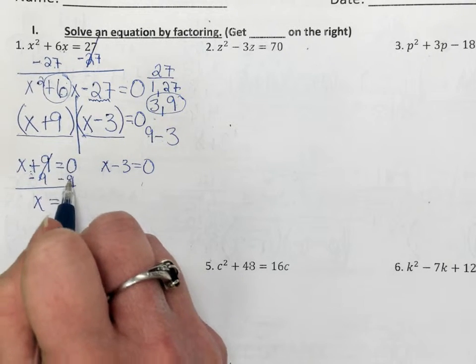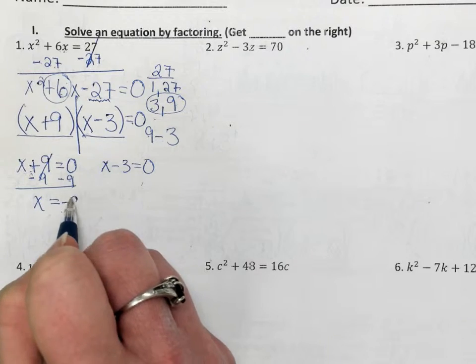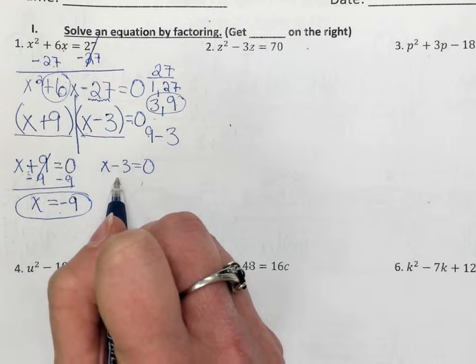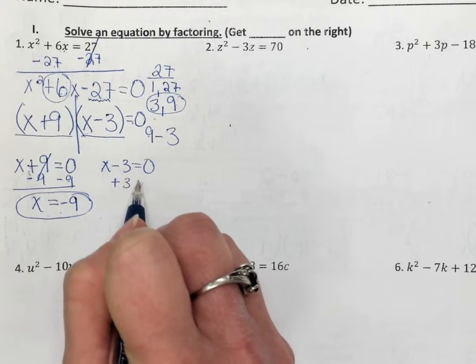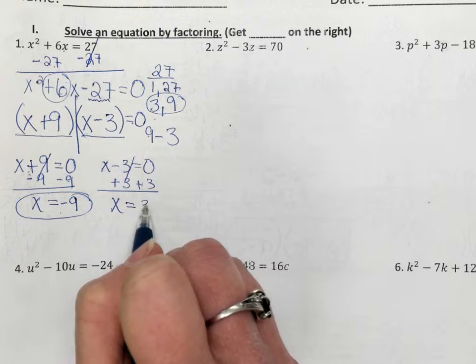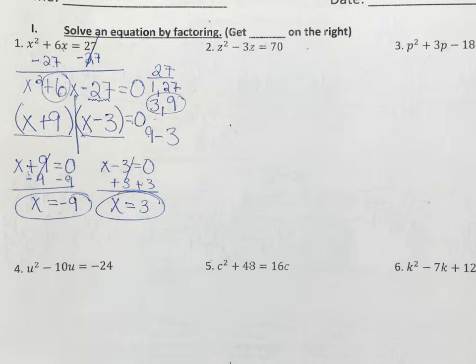All right, what's 0 minus 9? Negative 9. There you go. What about this one? Plus 3. Okay, what's x equals? 3. Very good. All right, let's do one more, then we're going to do the rest on our own.